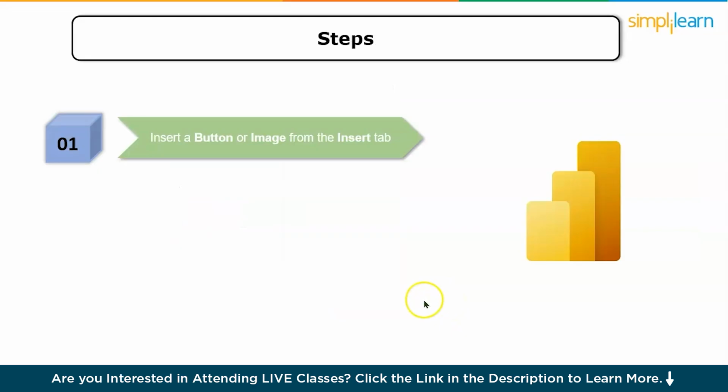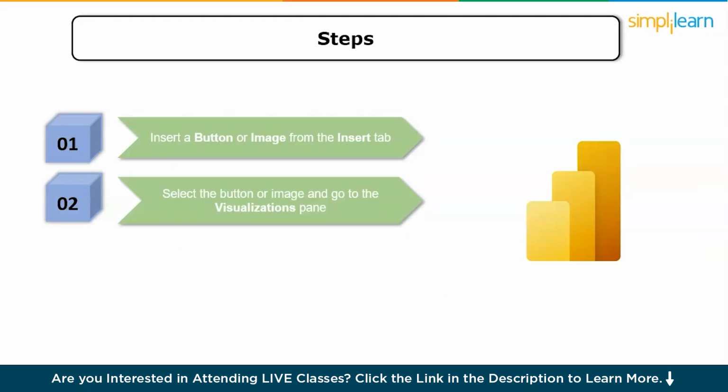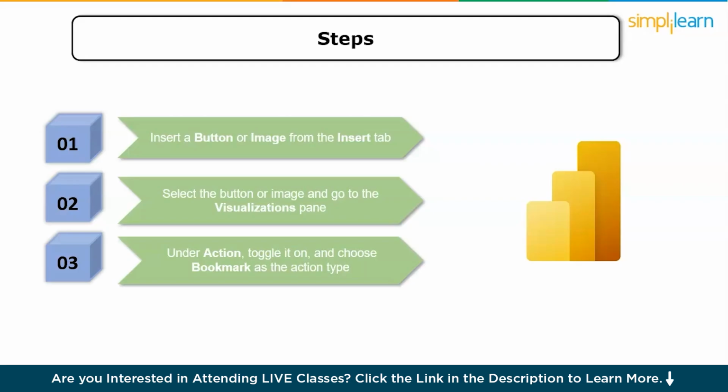These steps involve inserting a button or an image from the Insert tab. We select the button and go to the Visualizations pane. In the Visualizations pane, under Action, we choose the bookmark and the action type. The action type will be the bookmark. We can use this to switch between 2 charts within the entire dashboard. You can also use this to simply switch between 2 entirely different views of a single page report.